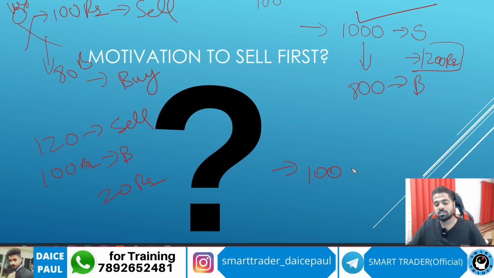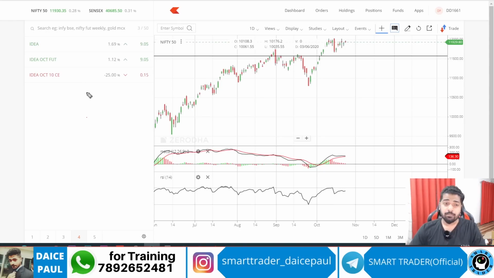You buy a stock at 1000 rupees, and when the stock goes to 1200 rupees, you make 200 rupees profit. Same thing when the market is falling, the stock is falling, you can sell the stock. So that is one big advantage which is there in the stock market. So let's take an example over here.